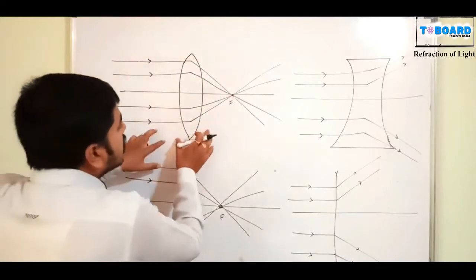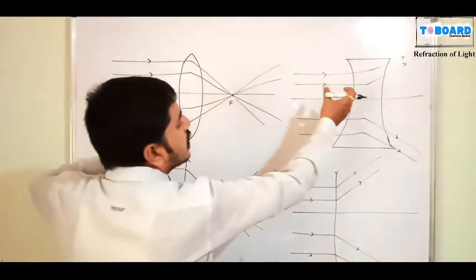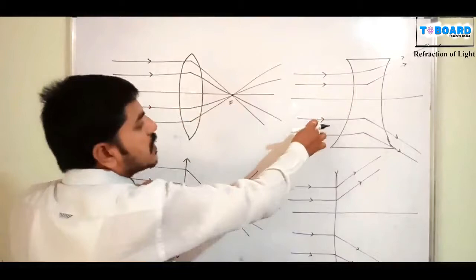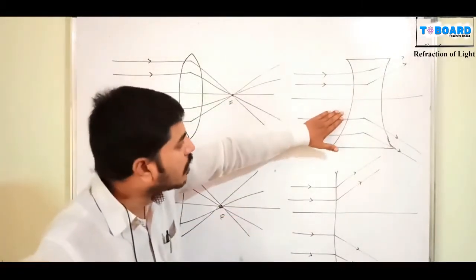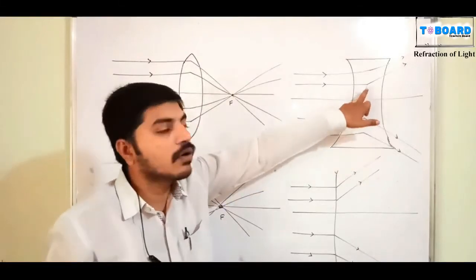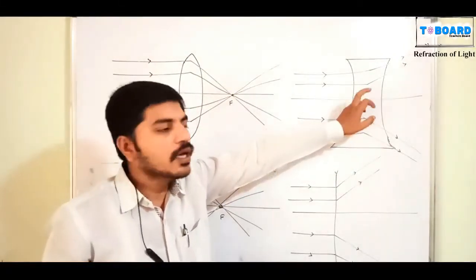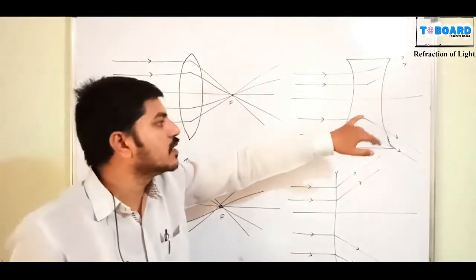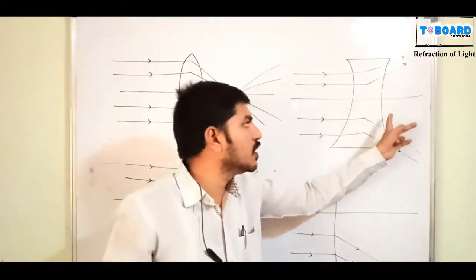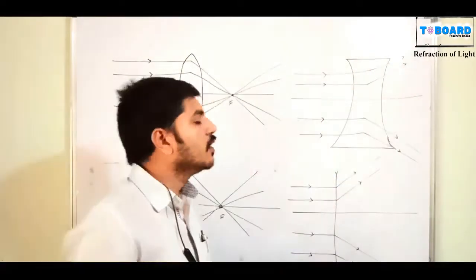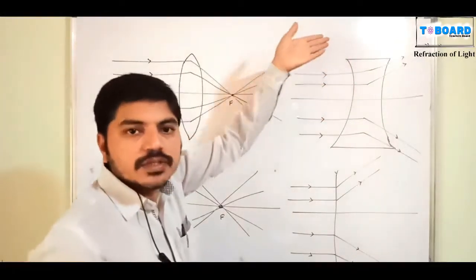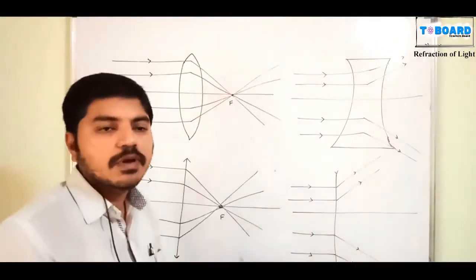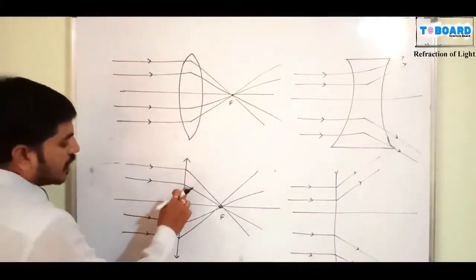Then go for the other one. The same rays are coming from infinity, parallel to the principal axis. After refraction from a concave lens, a biconcave lens, see that all the rays go in all directions. See, every time it is difficult to draw this kind of curvature. That's why in our textbooks they simplified it as this kind of arrow.